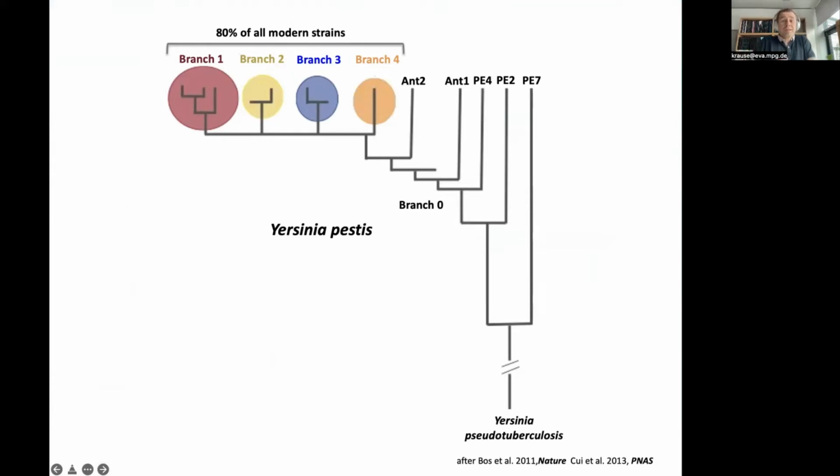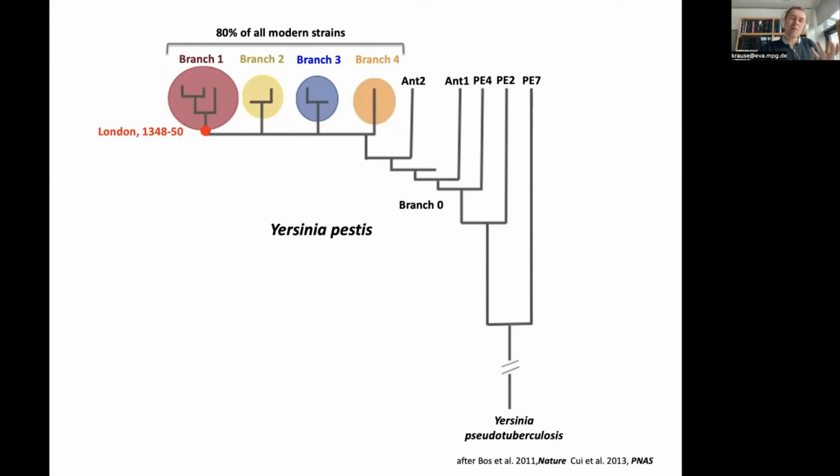And then the first question was, how does ancient plague compare to modern plague? And not so surprisingly, we found that the medieval plague from the Black Death actually falls in this position in the phylogenetic tree. It falls basal to this branch 1, and only a few mutations away from the common ancestor of branch 1, 2, 3, and 4, which is 80% of the genetic diversity found in the world today. Why do I say it's not surprising?